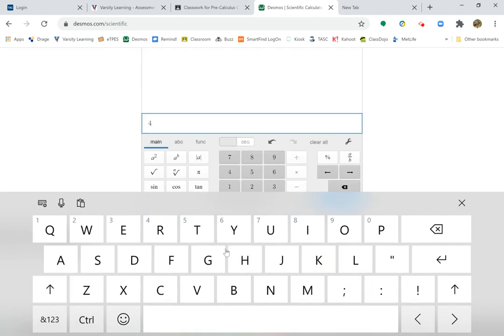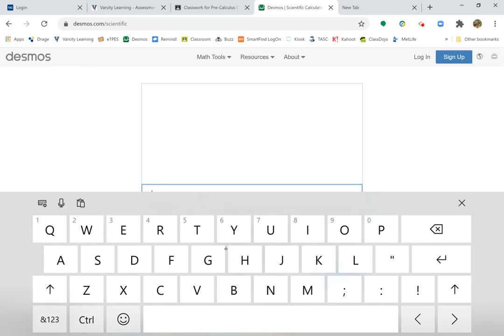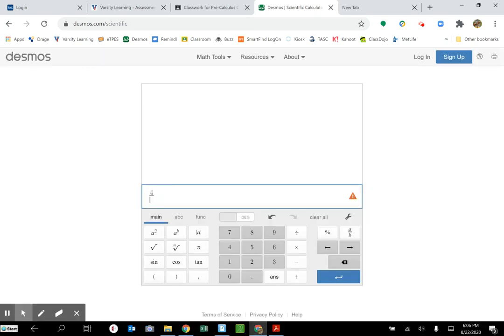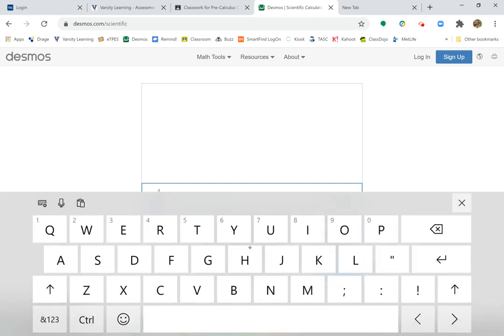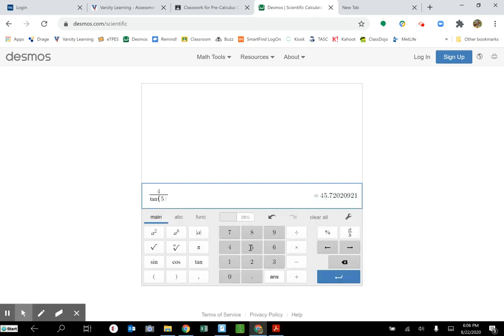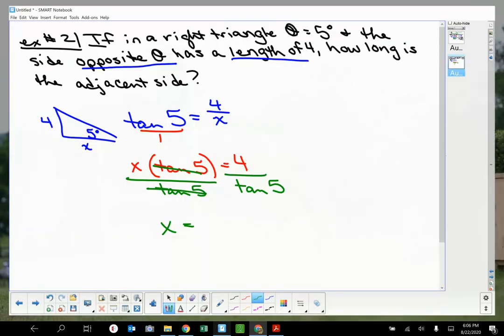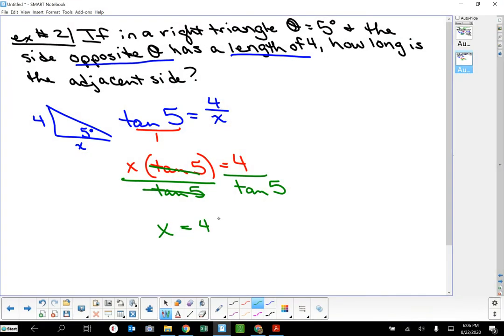I don't have my keyboard attached, that's why I'm getting all of these. Divided by tangent of 5, and there's my answer, 45.7202. And again, the directions were to round to the third decimal place.